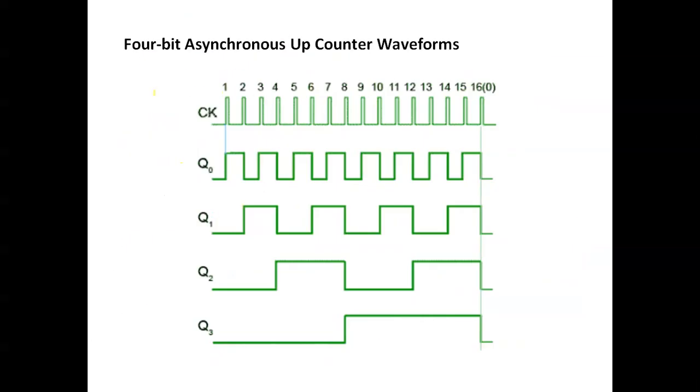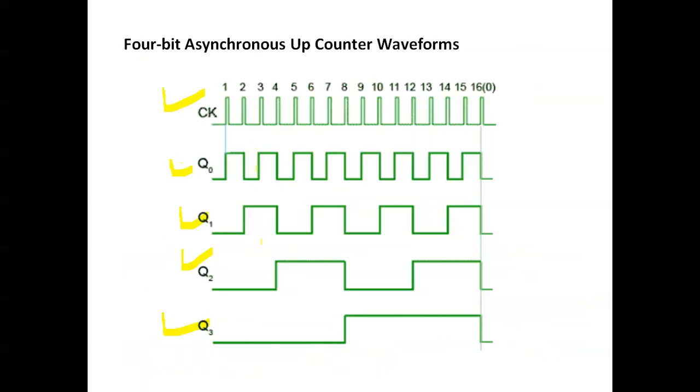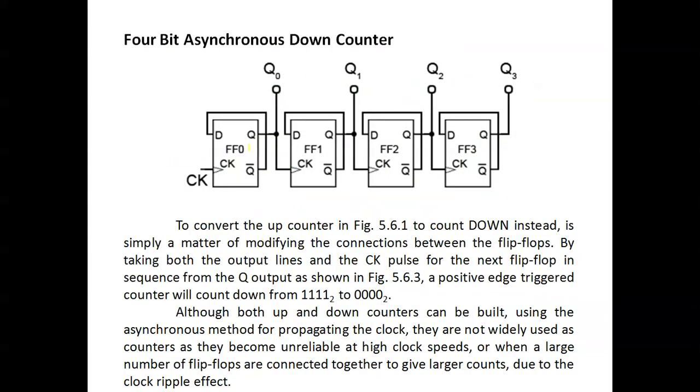This is the waveform for the up counter. There is the clock, then Q0, Q1, Q2, Q3, which are the flip-flop outputs. So this is Q0, Q1, Q2, and Q3. The flip-flop outputs are there. And then the down counter.